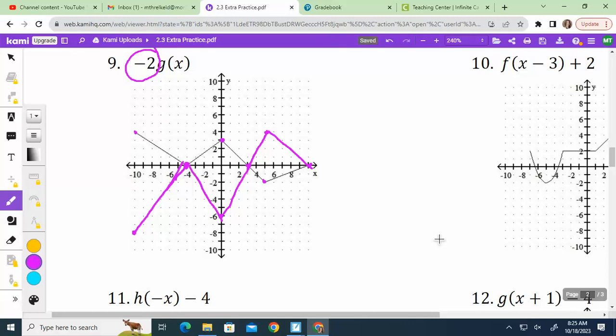Alright, so we get this. Still click on yourself. We can see that it's flipped and kind of stretched. It got taller. Do you guys understand how I got that one?